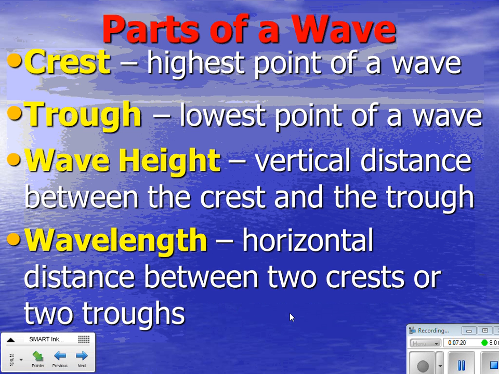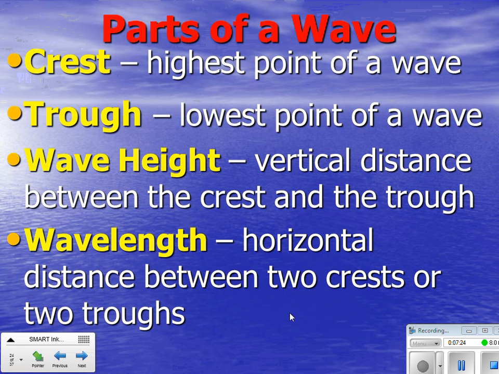And then the main parts of the wave. This is going to be very important for you to know as well. The crest is the highest point of the wave. A trough is the lowest point of a wave. The wave height is the vertical distance, remember that's up and down, between the crest and the trough. And then the wavelength is the horizontal distance between two crests or two troughs. So we're talking side to side.